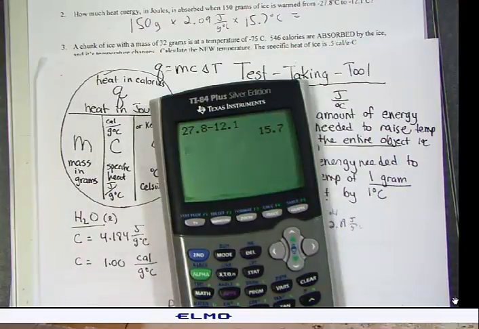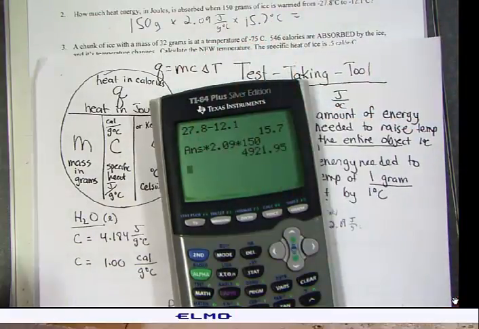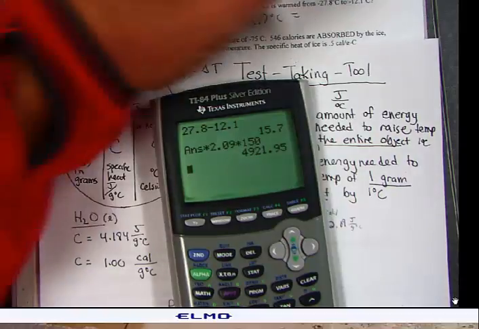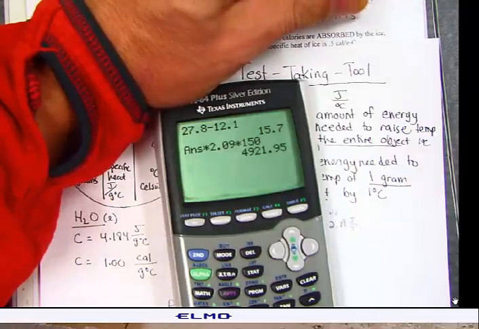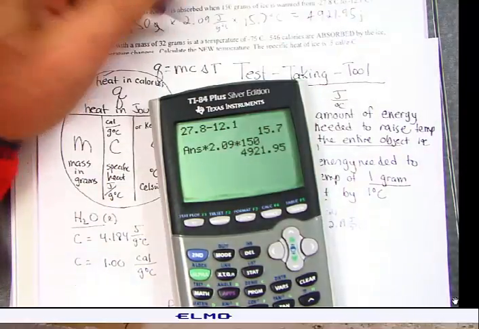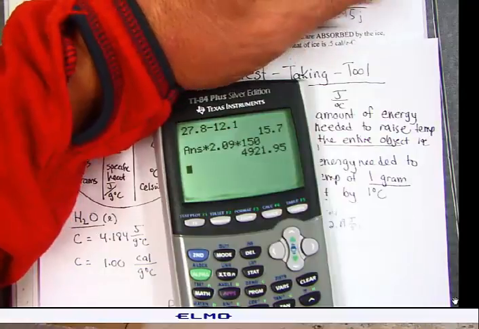15.7 times 2.09 times 150, just backtracking across through there, 4921.95. And again, that's grams and grams crossing out, degrees Celsius and degrees Celsius. Joules is my final answer.